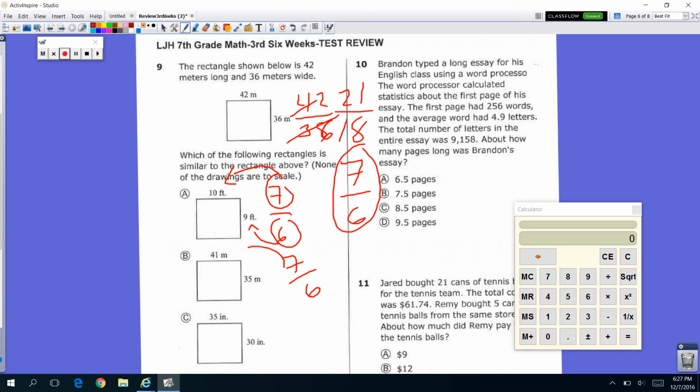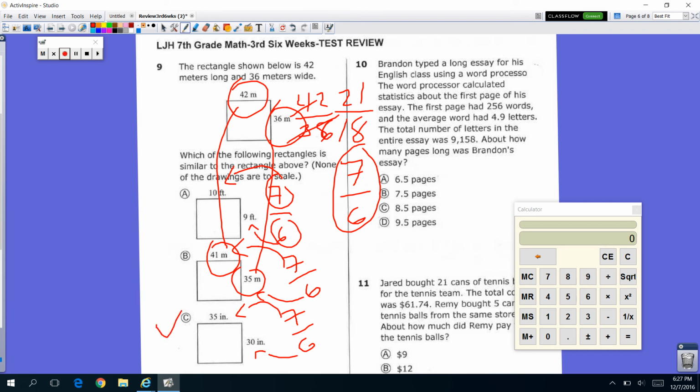7 and 6. Well, what times 7 gives me 41? 6 times will give me 35. Nothing. That one's really easy to see because they're consecutive numbers: 41, 42, 35, 36. You can tell right away that that is not proportional. But see right here, I have 7/6. 7 times 5 gives me 35, and 6 times 5 gives me 30. So that one works out. So the answer to that is C.